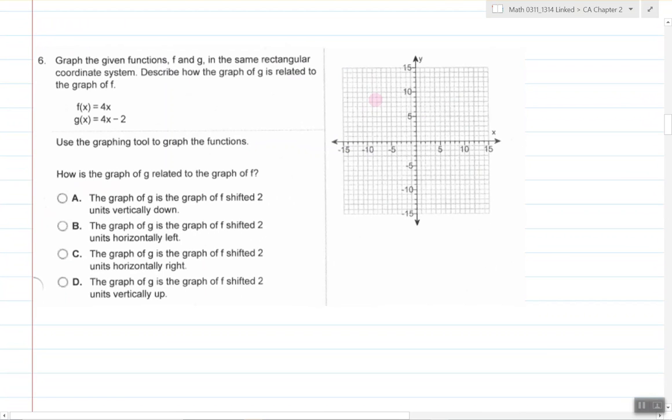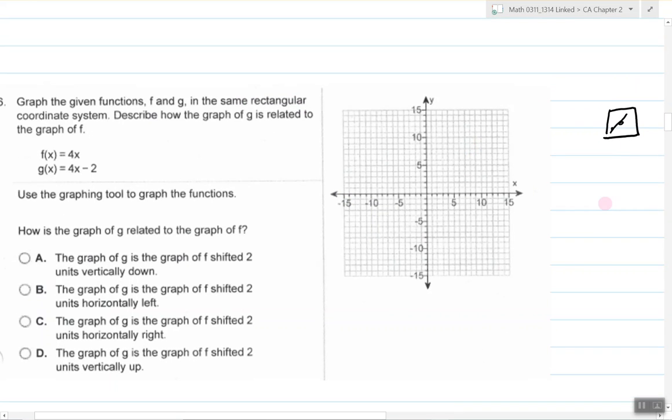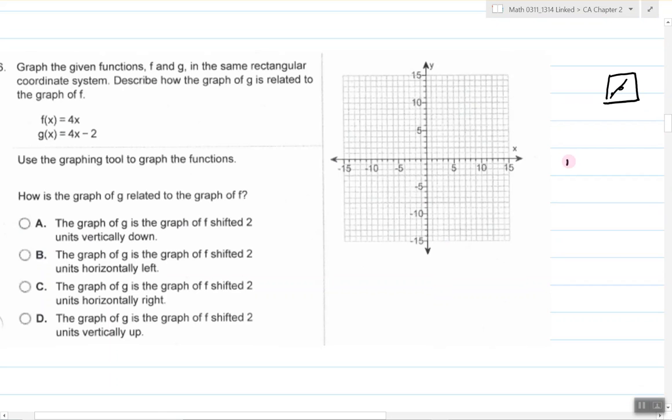Now, with number 6, we're about to notice something called a transformation. This particular problem says, graph the given functions f and g in the same rectangular coordinate plane. So I have a coordinate plane given. In my math lab, I will click the tool that looks like a line. And I'll have to do it twice. All right, the first one, it says to graph f of x is 4x.